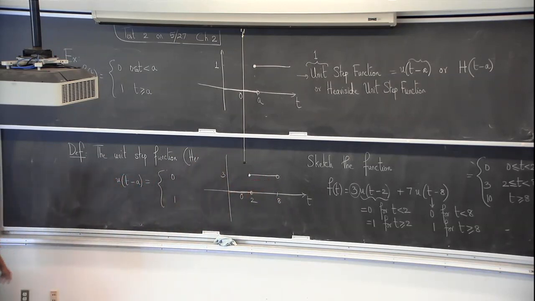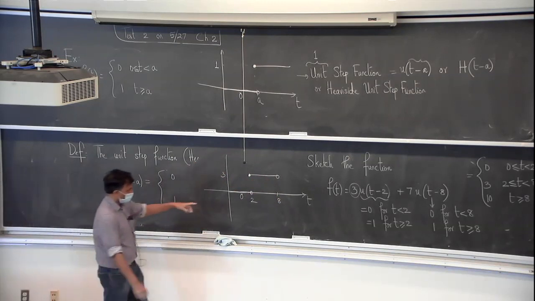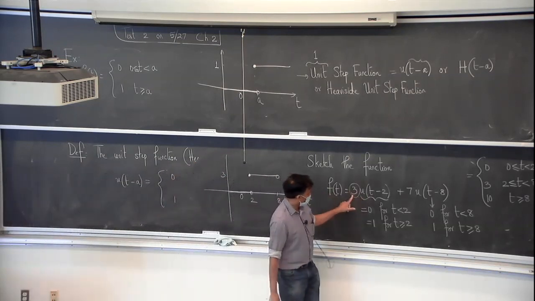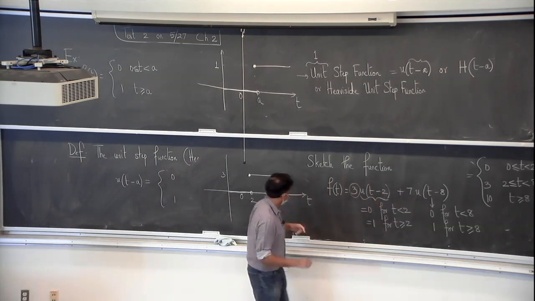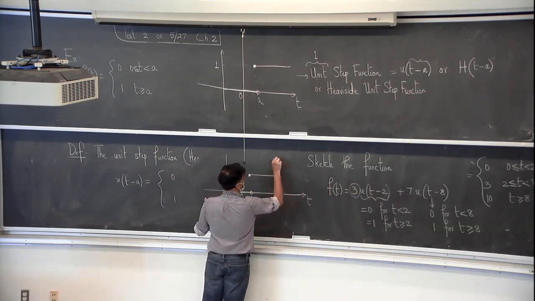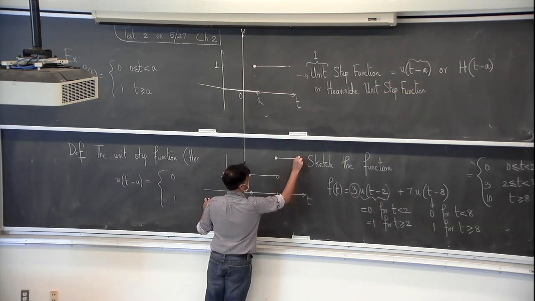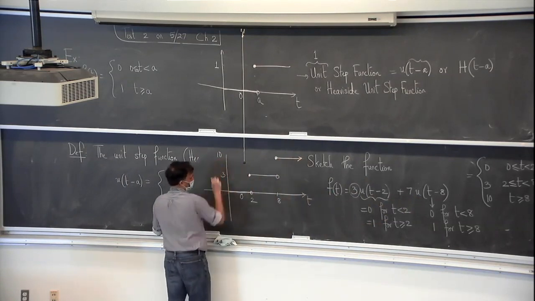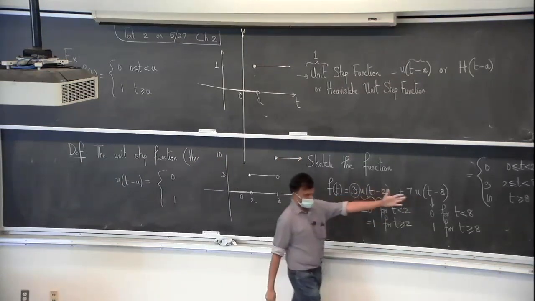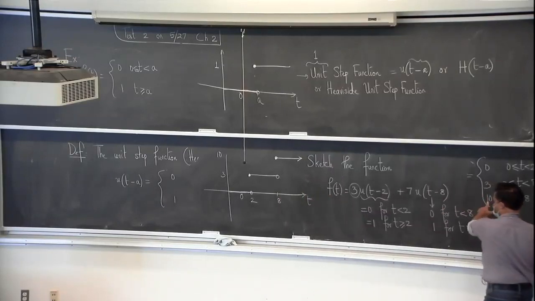And now both the switches are on. So after t equal to 8, we have both combined, so 3 plus 7 is 10. That's going to start from here and go to infinity. There is nothing in the problem that tells you it's stopping somewhere. So once it hits 10, it just goes on forever.